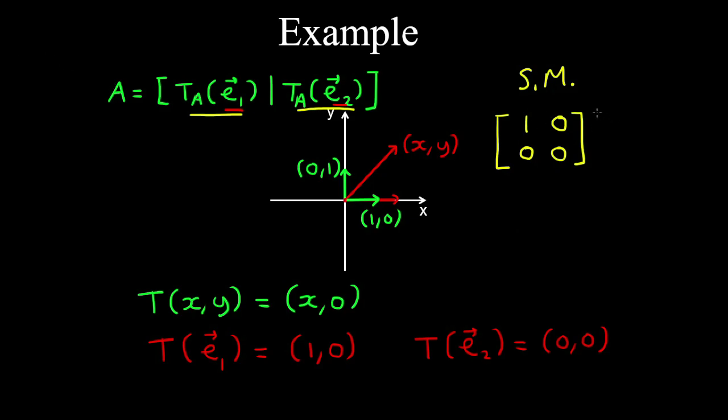So if we apply this transformation matrix to any vector with components x and y, we get 1 by x, which is x, plus 0 by y, and the second component is 0 by x plus 0 by y, which gives us the expected result.